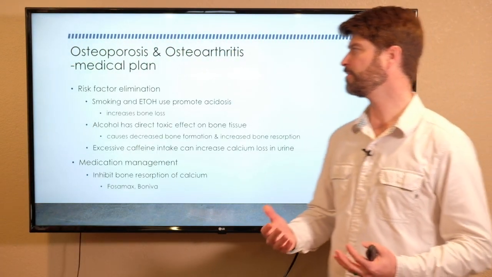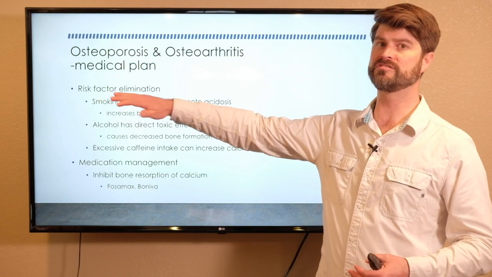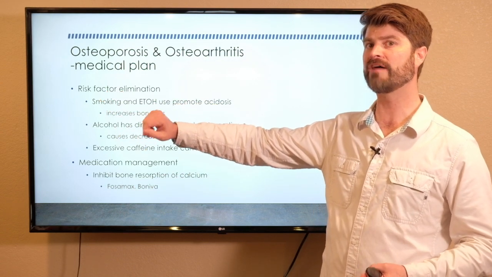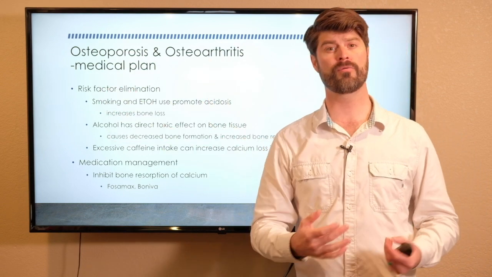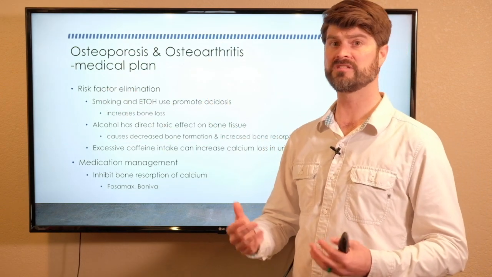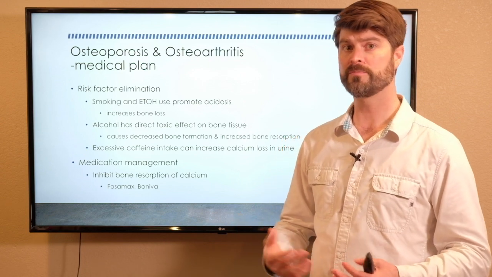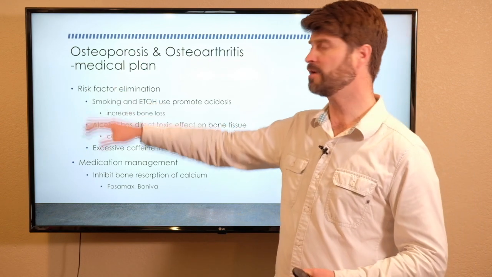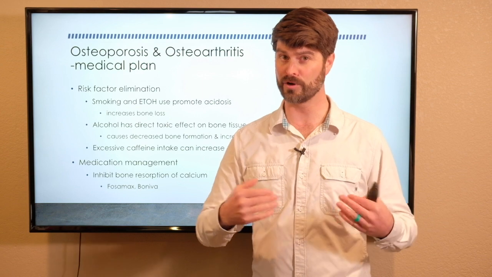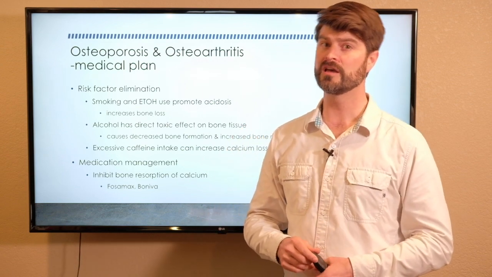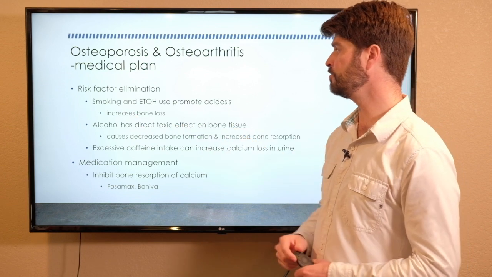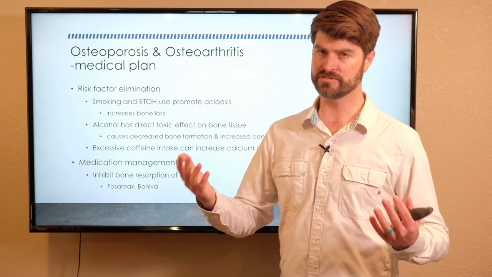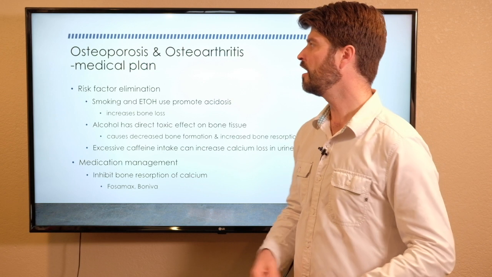So for the medical plan, we want to try and minimize the risk factors because we don't have cures for either one of these diseases. They are chronic diseases that we don't have a treatment for. So the best we can do is try and minimize the risk factor and slow the progression of the disease, not actually cure it.